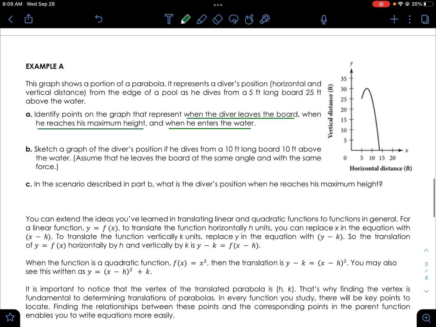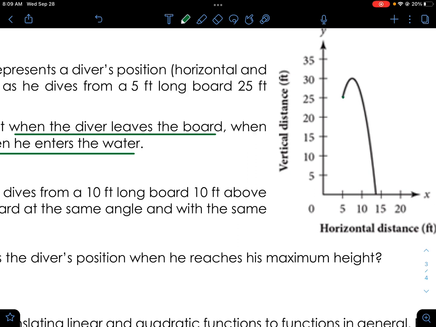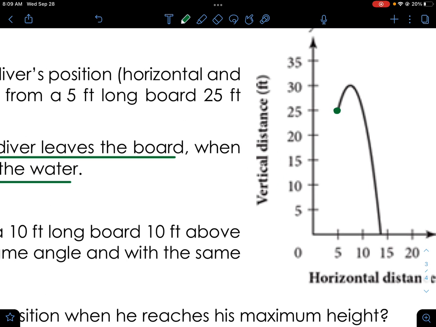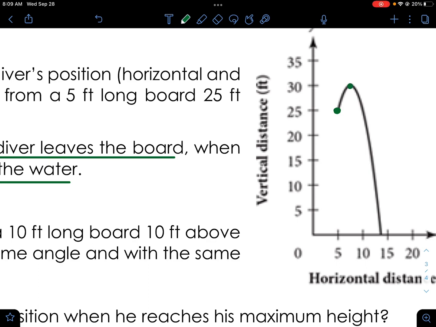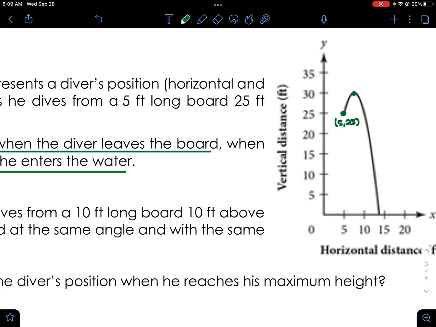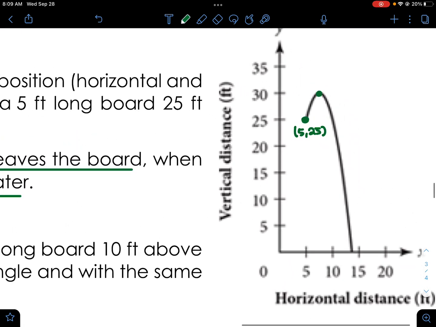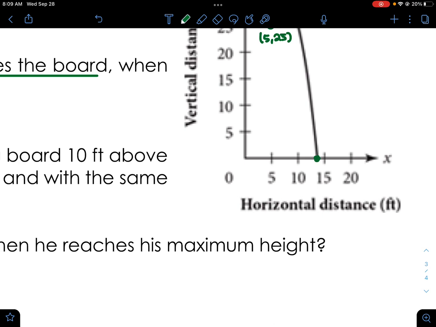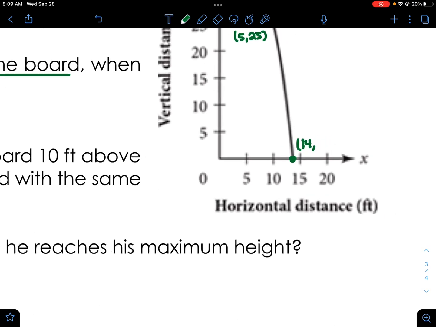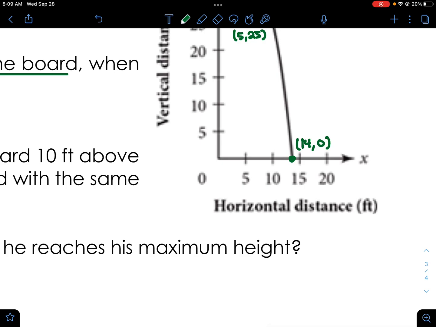So when the diver leaves the board, that'd be right here, where he jumps off the board. That point is (5, 25). He's out on the 5-foot long board, 25 feet in the air. He then reaches his maximum height right here, which appears to be at about 7.5 feet out at 30 feet. And then he hits the water somewhere right there. We'll call that 14 feet out, and he hit the water, so it's 0 feet in the air.